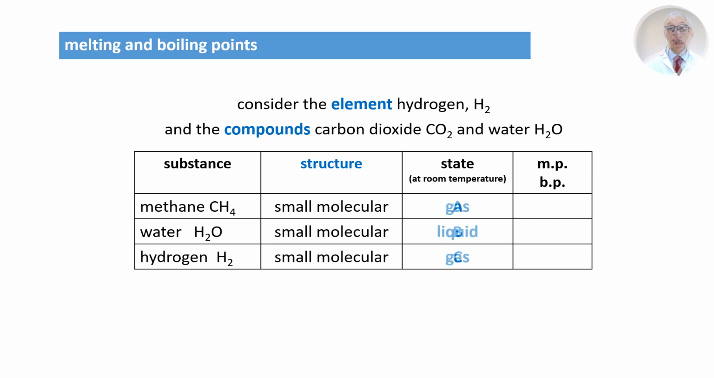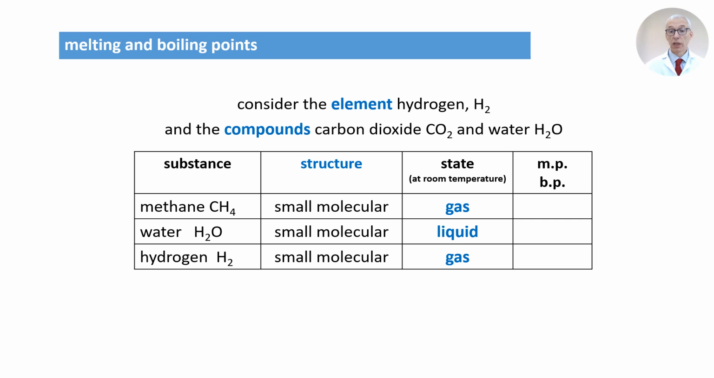Okay, so methane is a gas. Water, of course, is a liquid at room temperature, and hydrogen is, of course, a gas. What sort of melting and boiling points do these substances have? You won't be sure, but write down a general idea of what you think the melting and boiling points of methane, water, and hydrogen are. Pause, come back to check against my ideas.